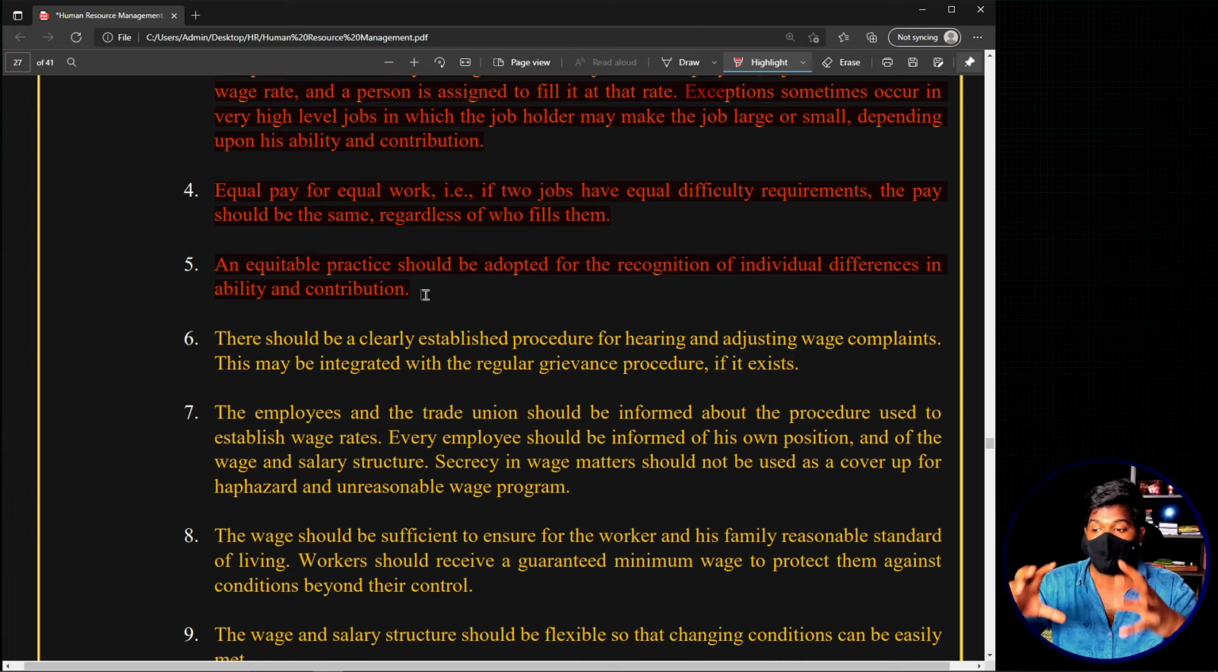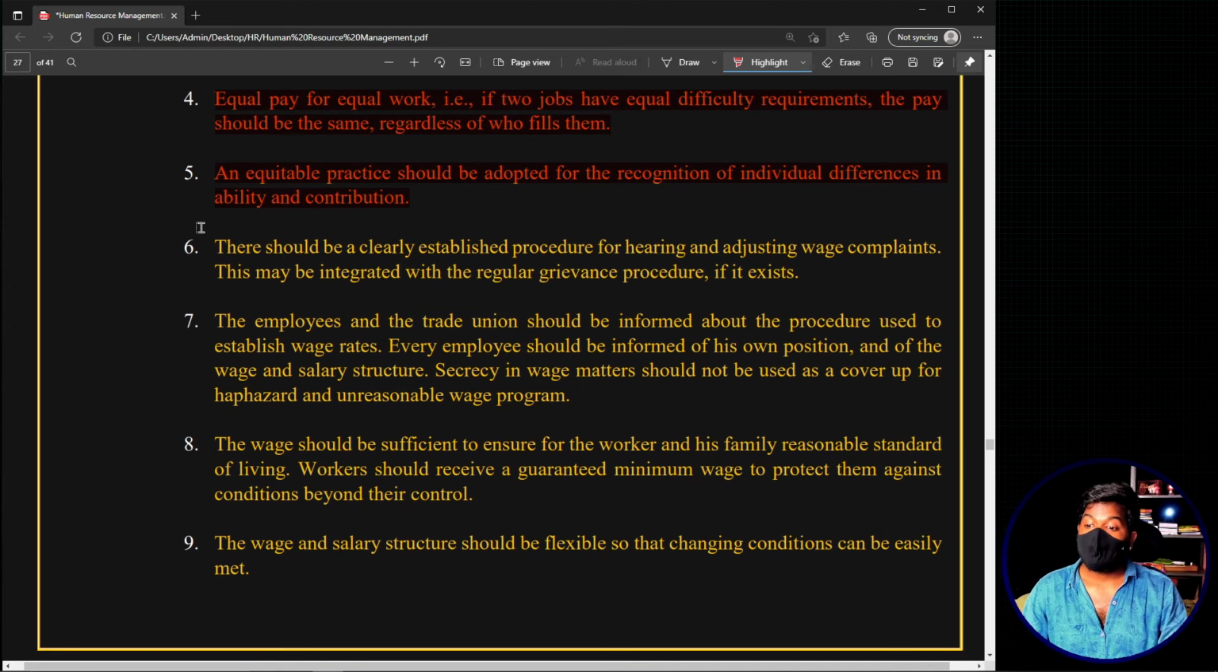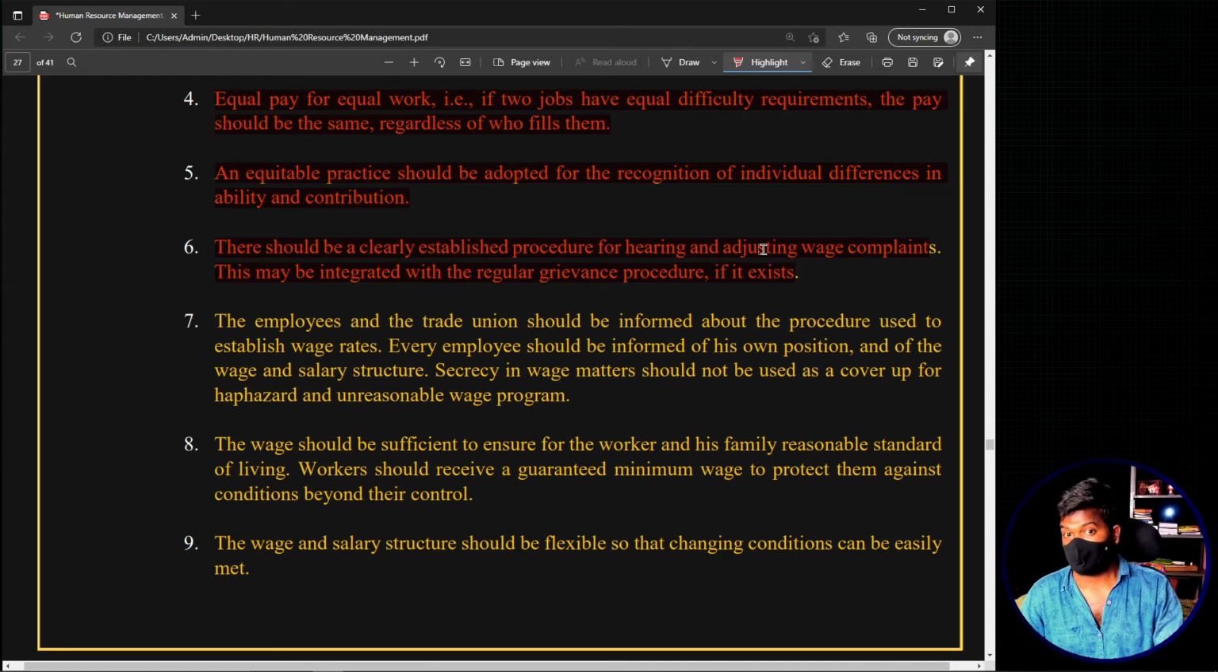In simple terms, while fixing the wages, we must also consider the contributions of the individuals. Now, another principle is there should be a clearly established procedure for hearing and adjusting wage complaints. This may be integrated with the regular grievance procedure if it exists. Basically, in this principle, while fixing wages, you must also consider establishing procedures which instruct the employees what to do if there are any complaints relating to wages. That is also one principle that you have to keep in your mind while fixing wages in the organization.